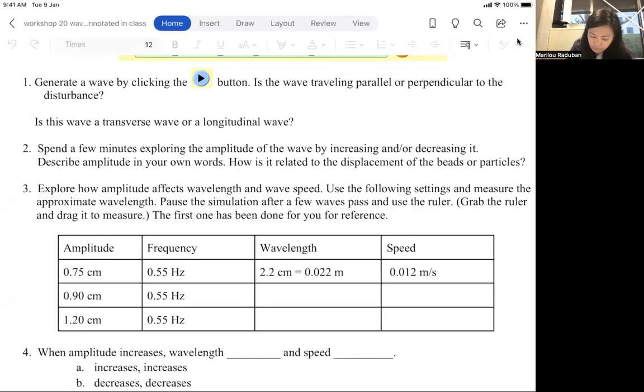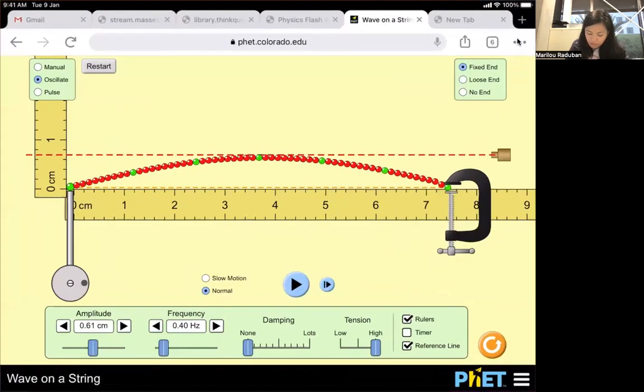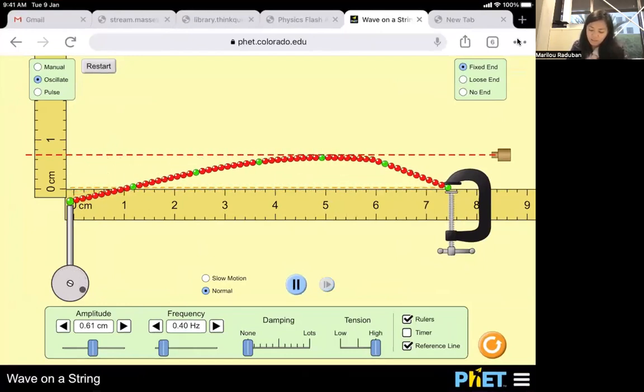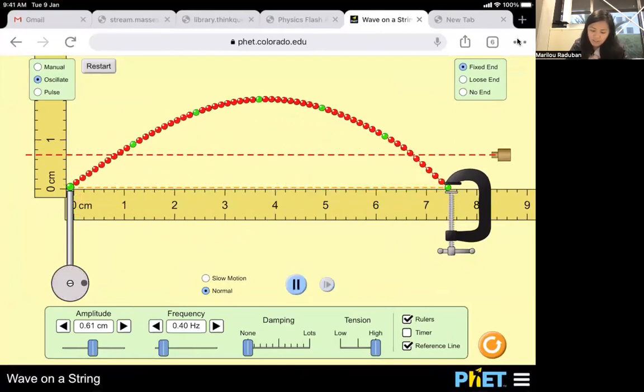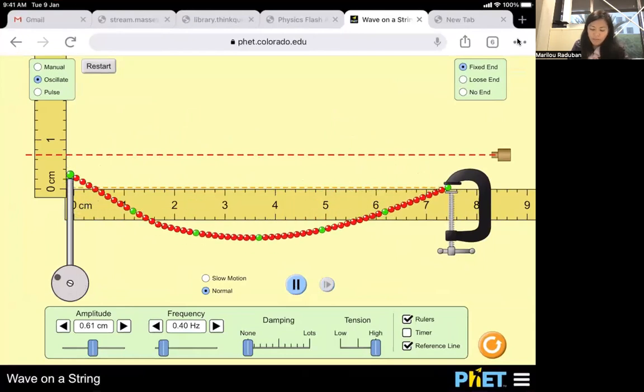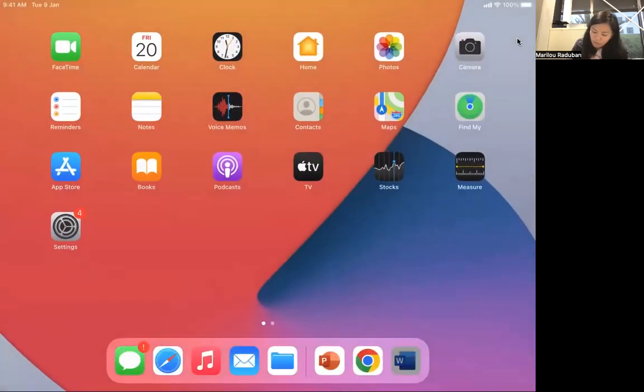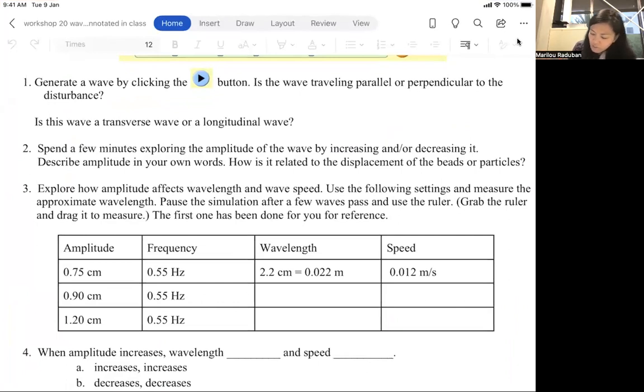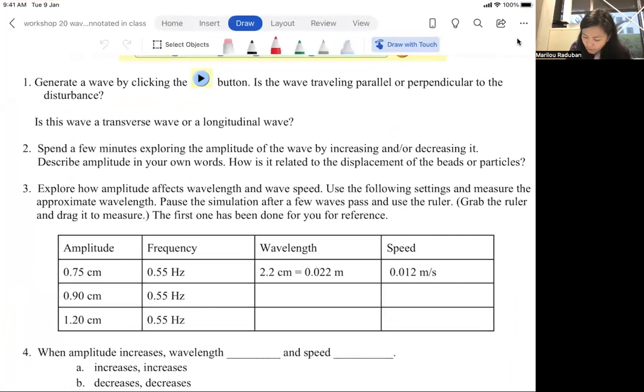So in the first one, if you make the thing oscillate, notice how it's oscillating up and down, but the wave is propagating to the right. So they are perpendicular. The wave is traveling perpendicular to the disturbance, and therefore it's a transverse wave.